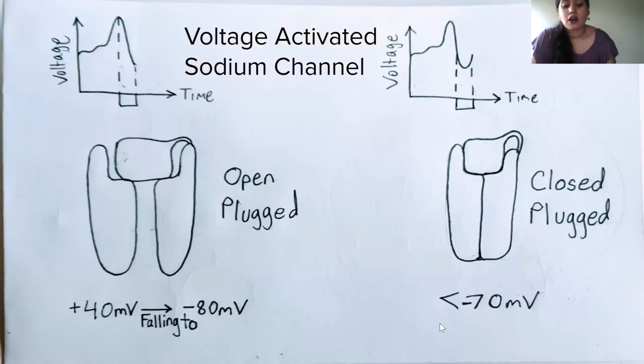During the peak of +40 millivolts and the rapid falling phase of the action potential, the channel is still open but is blocked by the plug. Then during the refractory overshoot period, when the voltage overshoots the -70 millivolts of resting state and reaches around -80 millivolts, the channel is both closed and plugged.